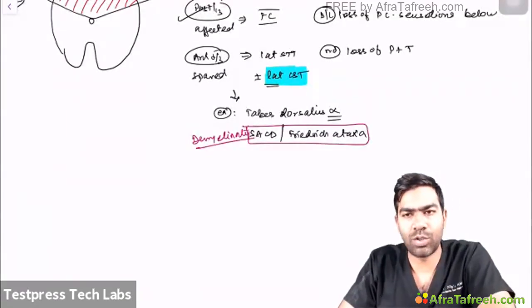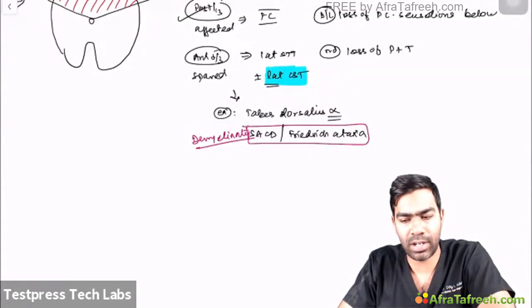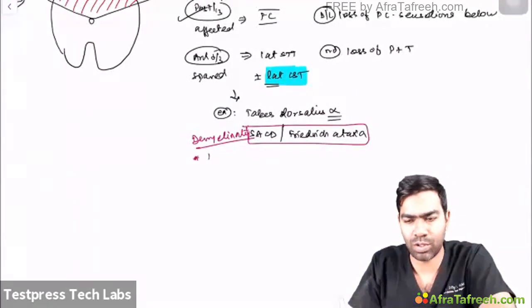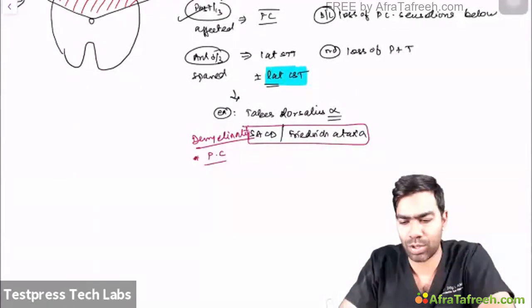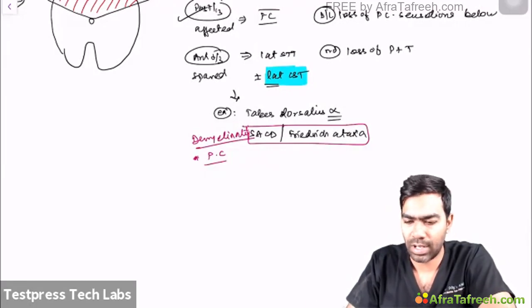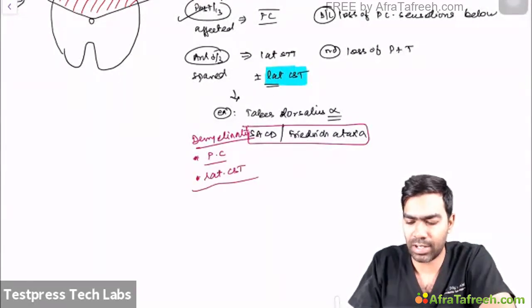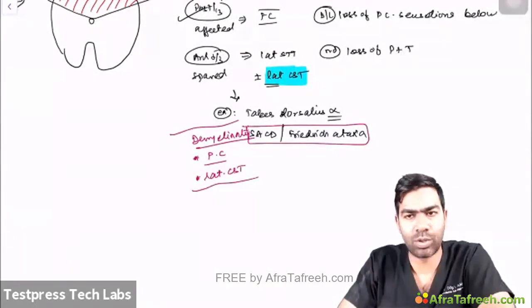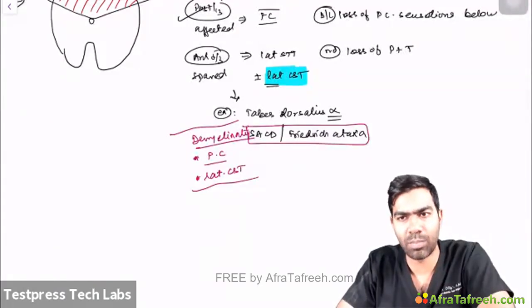So demyelination usually involves the tracts that are heavily myelinated. There are two tracts that are heavily myelinated. Of course, the most heavily myelinated tract is the posterior column. So any demyelinating disorder of the spinal cord will definitely affect the posterior column. And the second tract that is also to a great extent heavily myelinated is the lateral corticospinal tract. Both are heavily myelinated because they are evolutionarily very, very modern tracts.